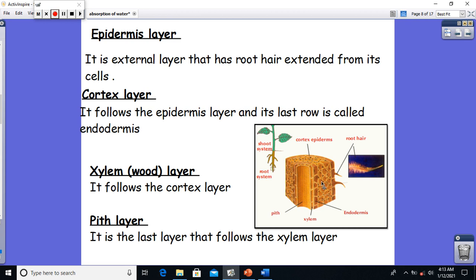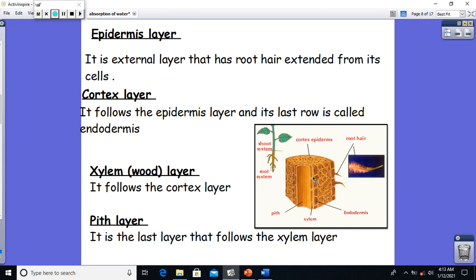And the next layer is called the cortex layer. The cortex layer is the second layer that follows the epidermis layer, and the last row in it is called the endodermis. So the first layer is the epidermis layer and the second layer is the cortex layer. After that, the third layer is called the xylem or wood layer. The xylem layer follows the cortex layer.